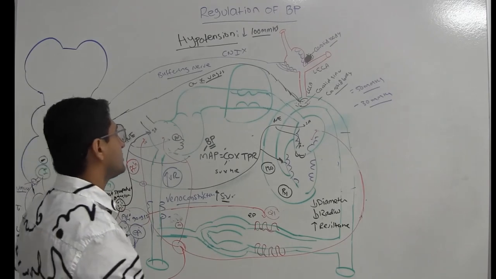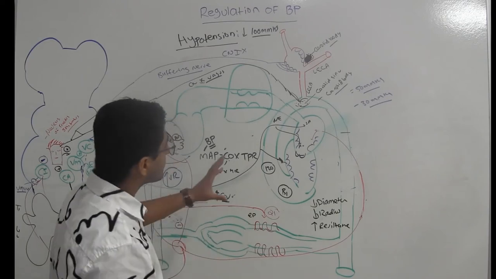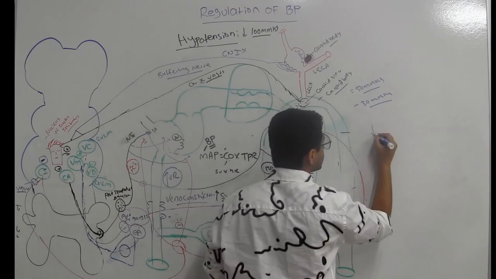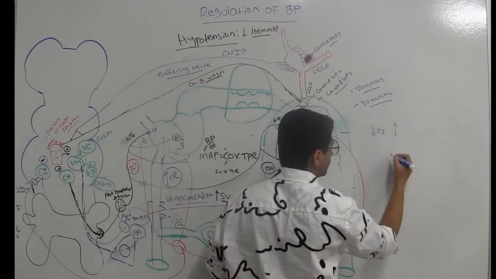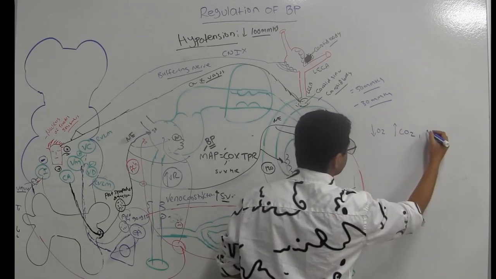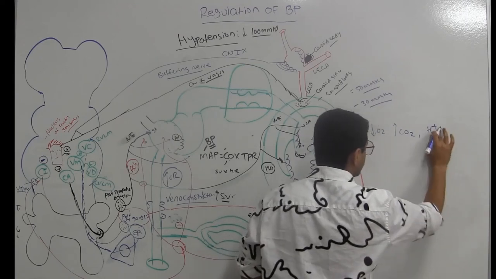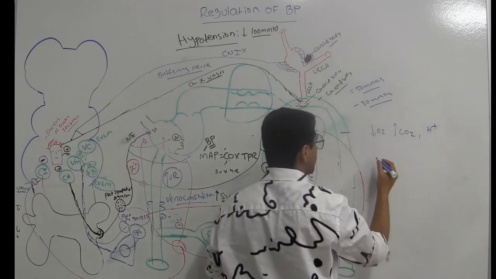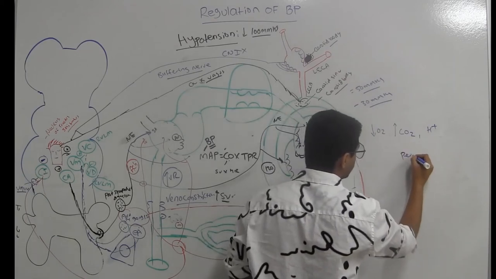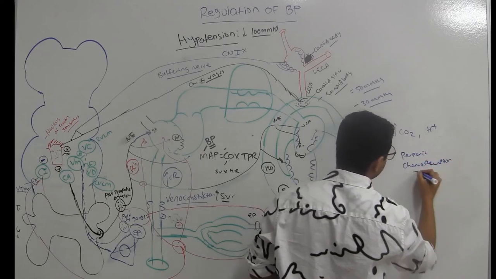The other thing I want to talk about is the carotid bodies and aortic bodies. They are very, very sensitive to low O2, and to excessive carbon dioxide, or you can say H+ concentration. When you have a high H+ concentration, that means it's very acidic, so it's the pH level. These ones are peripheral, so these are peripheral chemoreceptors.